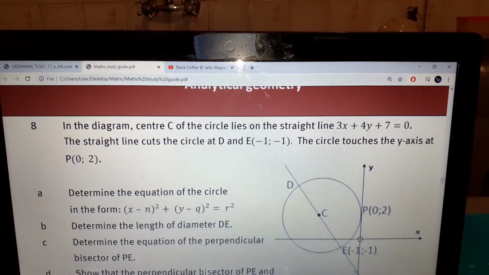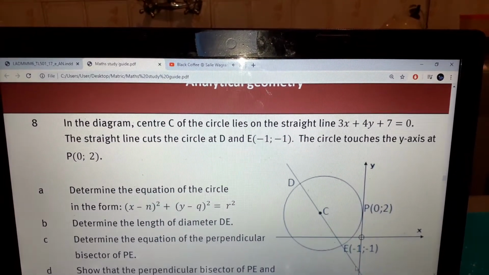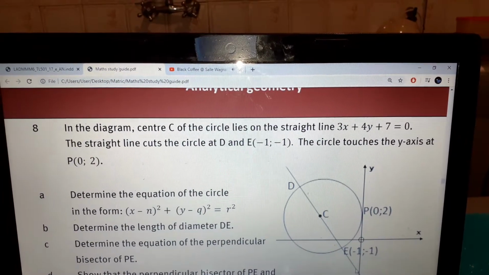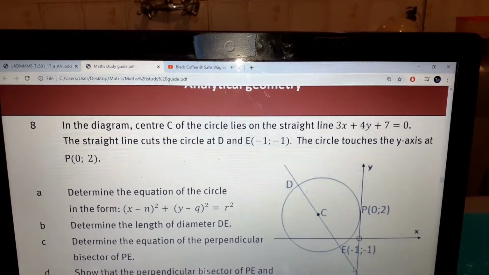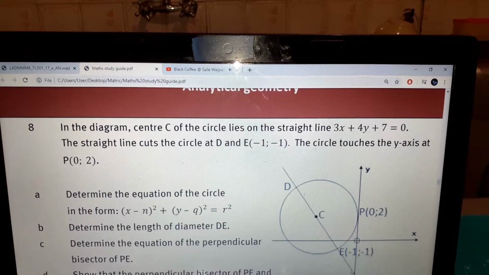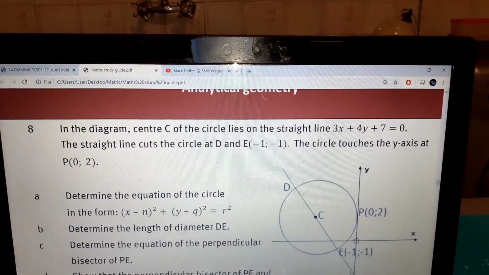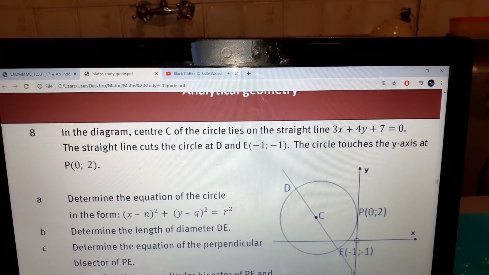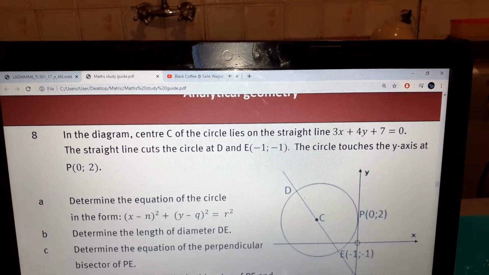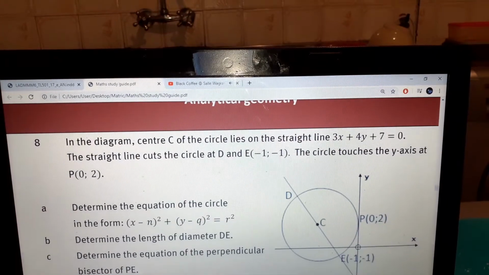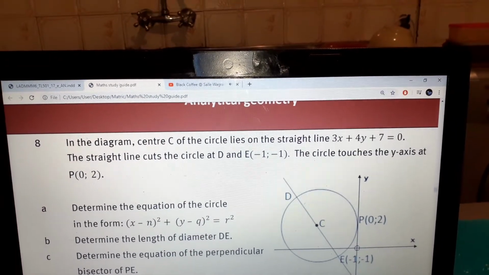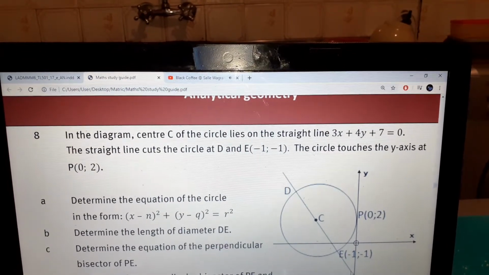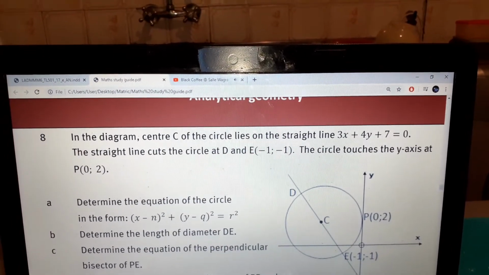P. So the coordinates of P are (0, 2). So the y coordinate of P is equal to the y coordinate of C, because P and C are on the same horizontal line, which in this case is the radius.